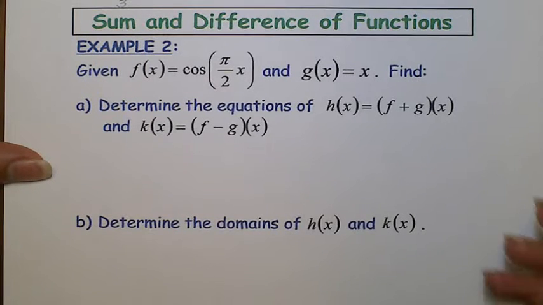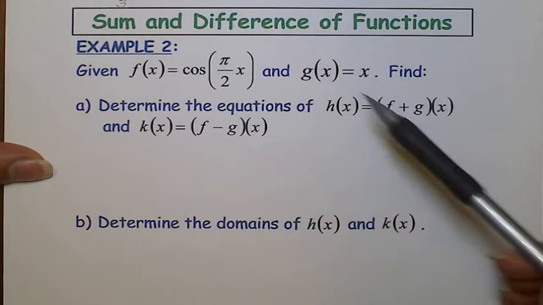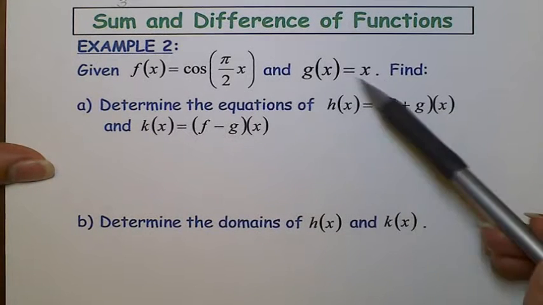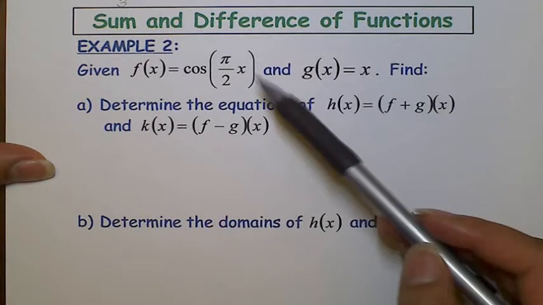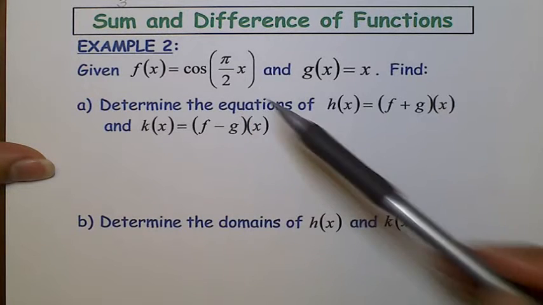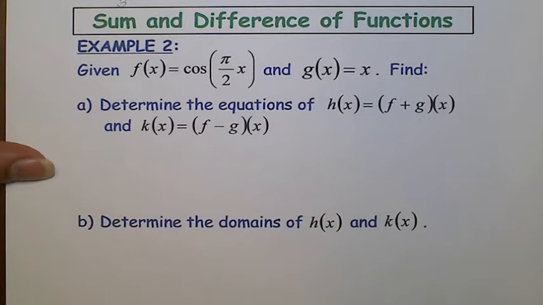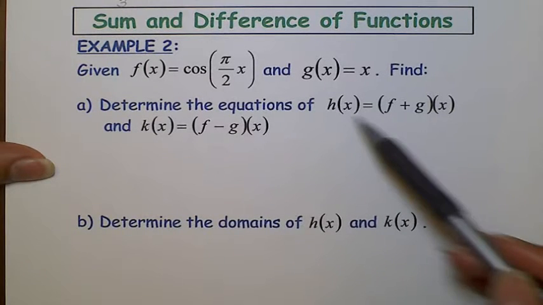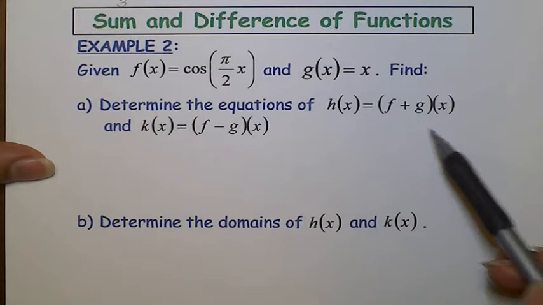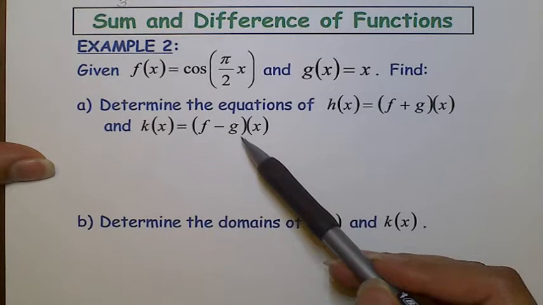Example 2. In example 2, we have two functions: a cosine function and a linear function. Given f of x equals cos of pi over 2x and g of x equals x, determine the equations of h of x, which will be the sum of the two functions, and k of x, which will be the difference between the two functions.